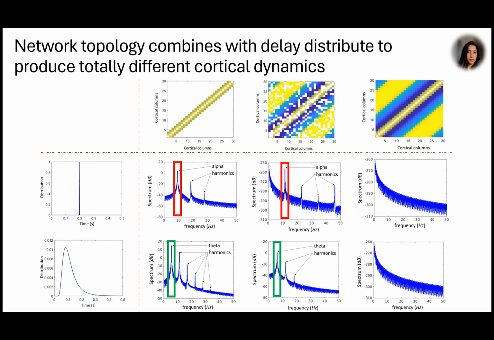We investigate the spectral dynamics of the system under different delay scenarios, specifically Dirac delta delays and distributed delays. Additionally, we consider 3 distinct connectivity topologies, and we observed that the generation of alpha rhythm was achieved for Dirac delta delays. However, when we introduce a distributed delay, the oscillatory activity shifts from alpha rhythm to theta waves.